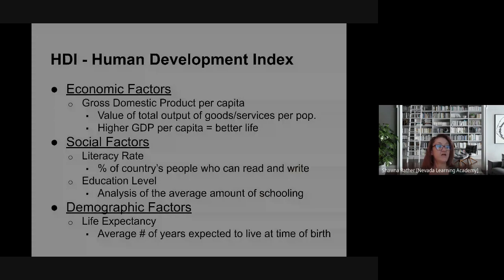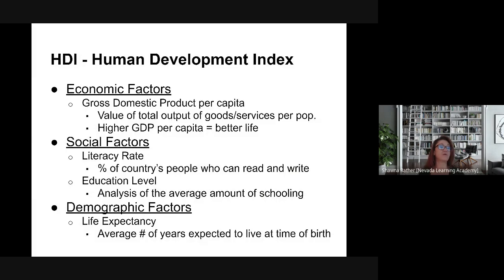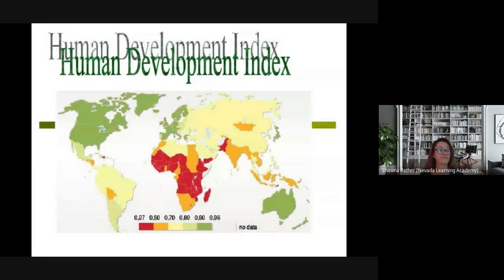So economic factors, gross domestic product per capita. So it's the value of total output of goods and services per population. Obviously, the higher GDP per capita, the better life people live. Your social factors like literacy rate, your percentage of the country's people who can read and write, your education level, an analysis of the average amount of schooling, your demographic factors, life expectancy, the average number of years expected to live at time of birth. Okay.